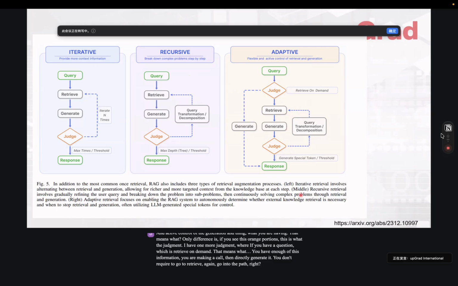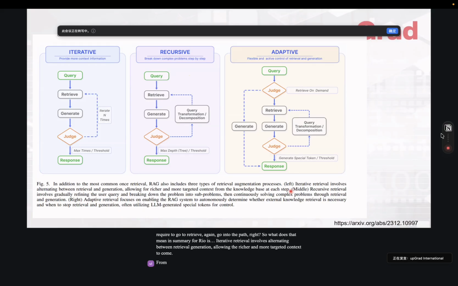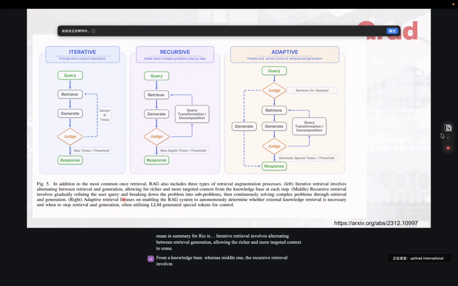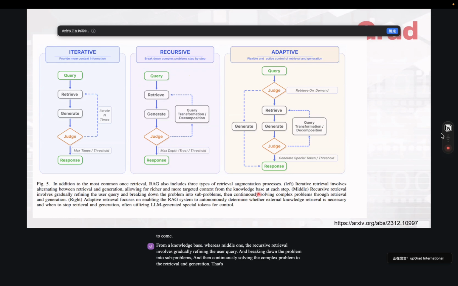So in summary, iterative retrieval involves alternating between retrieval and generation, allowing richer and more targeted context to come from a knowledge base. Whereas the middle one, recursive retrieval, involves gradually refining the user query and breaking down the problem into sub-problems, and then continuously solving the complex problem through retrieval and generation. That's where the second one is. When to use what, we will come to that.